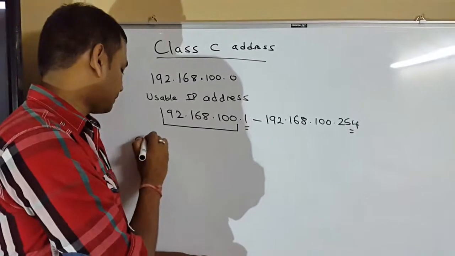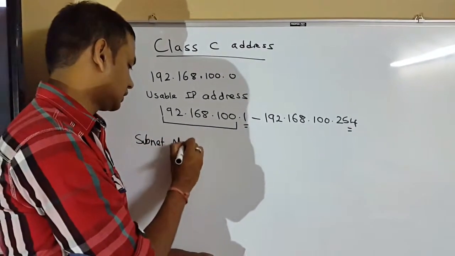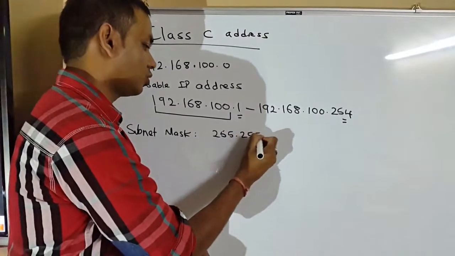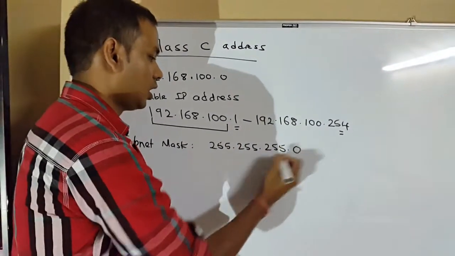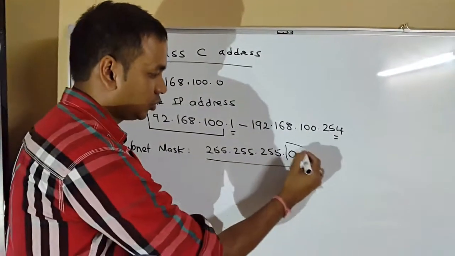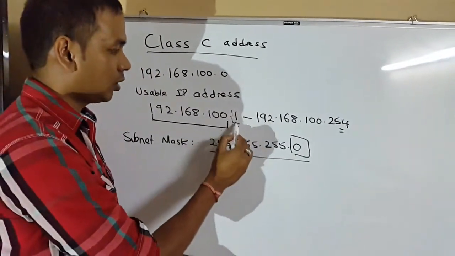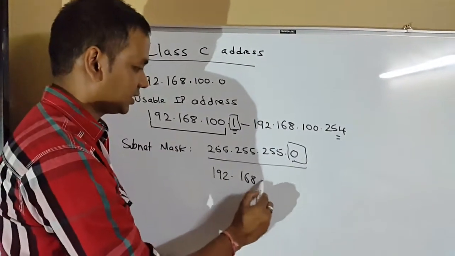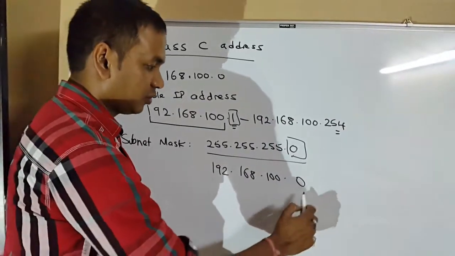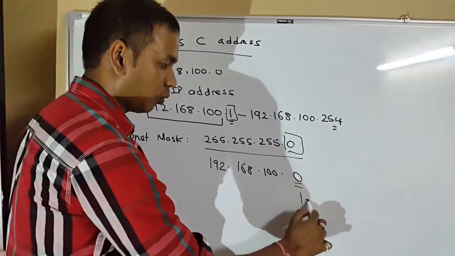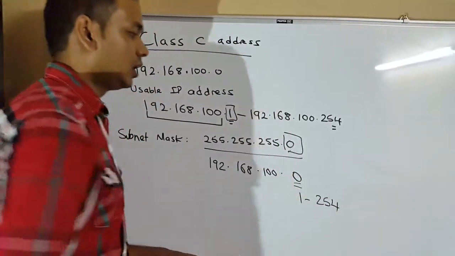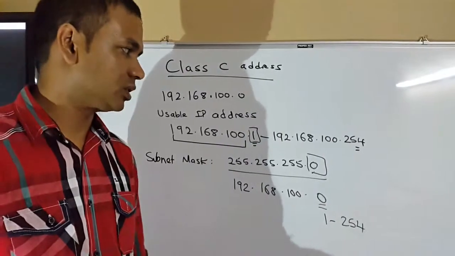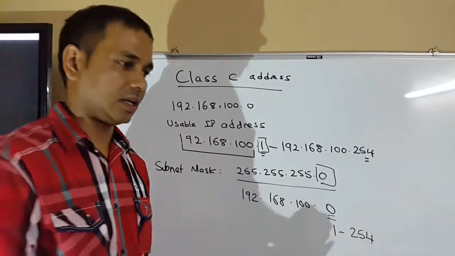Now, the subnet mask for a class C is 255.255.255.0. When the subnet mask is 0 here, it means that the network is 192.168.100.0, and this last number can change from 1 to 254. Now I am going to explain how we assign those IP addresses to devices on the network.